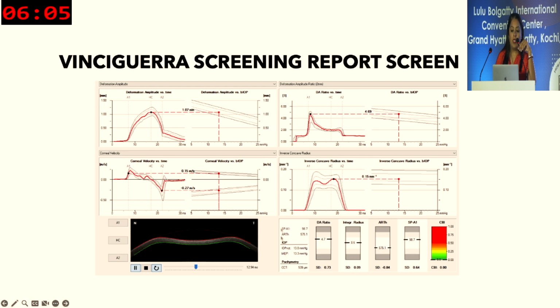And you see that these indices give you a composite CBI, which is color coded. Anything close to 0 is good, anything close to 1 is bad. You also have the color coding, and 0.5 is taken as a relative cutoff.